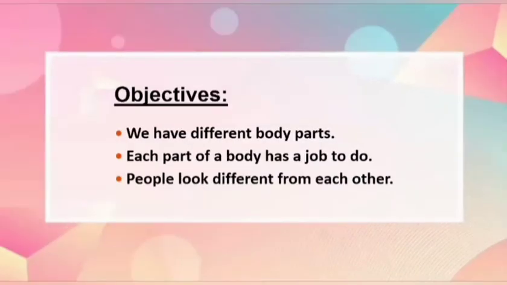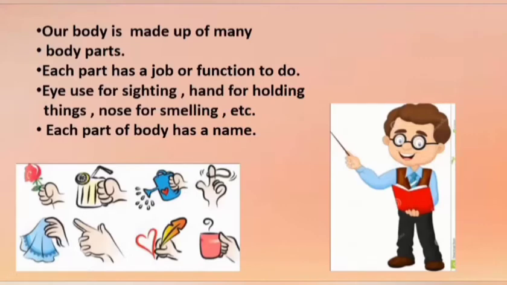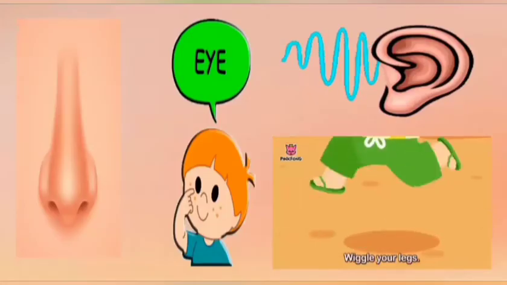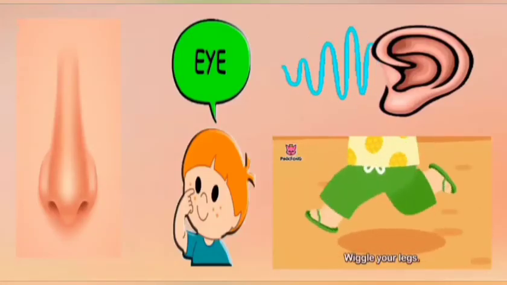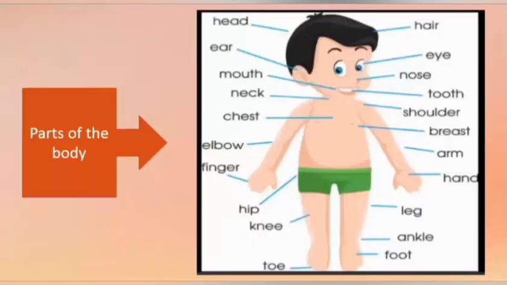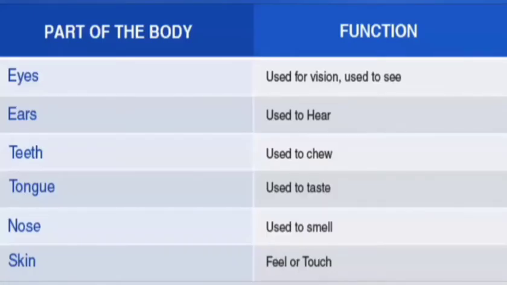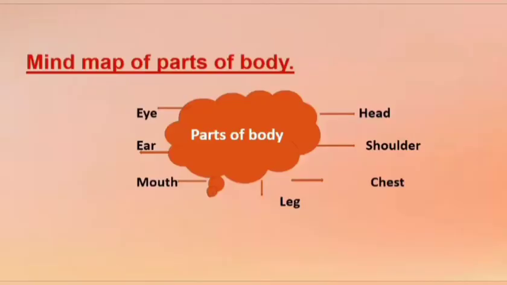Objectives: we have learned different body parts and their names, each body part has a job to do, and people look different from each other. This is the slide that we learned in the previous class. Our body is made up of many parts like nose, eye, ear. You can see here the body parts and their functions. This is the mind map on the body parts that we learned in the previous class.